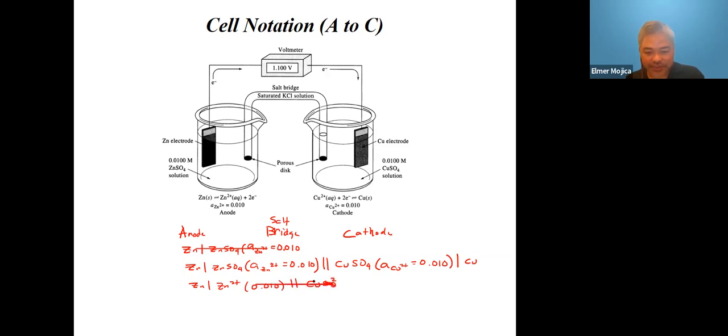Molar pa nga ginagamit natin doon, and then copper 2 plus 0.01 molar. And then, but at this level, since we don't use concentration, we use what we call activity. So this is how you write yung tinatawag nating cell notation. Okay?